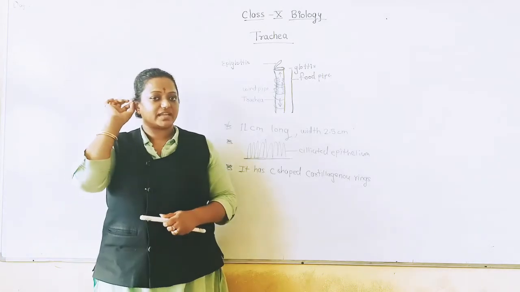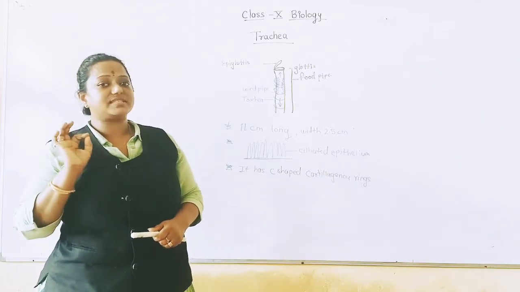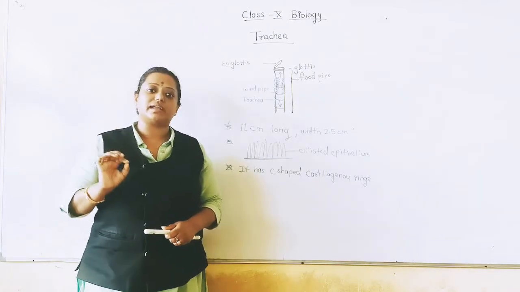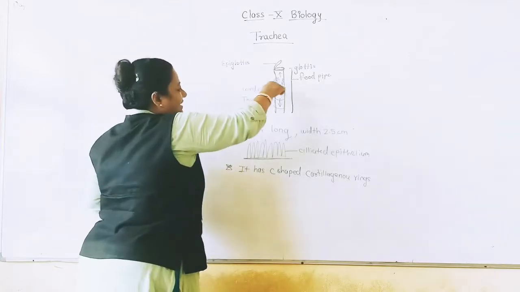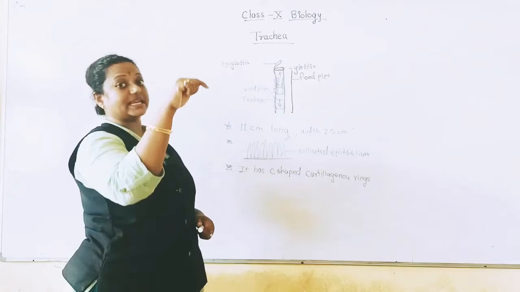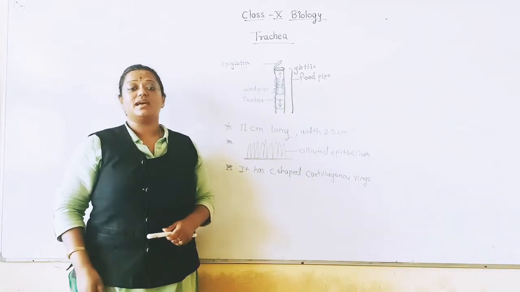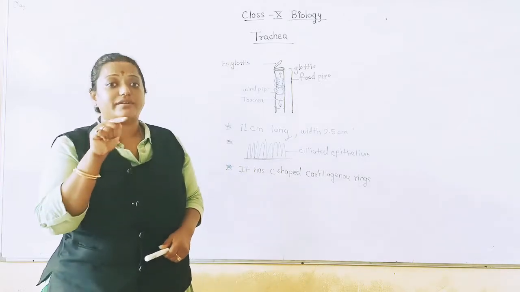Or into this, our ear also, this is present. That is called as what? Cartilaginous tissue, which is the type of connective tissue. So over it, the C-shaped cartilaginous tissues or cartilaginous rings are present. Why is it so? Why are cartilaginous rings present around the trachea?